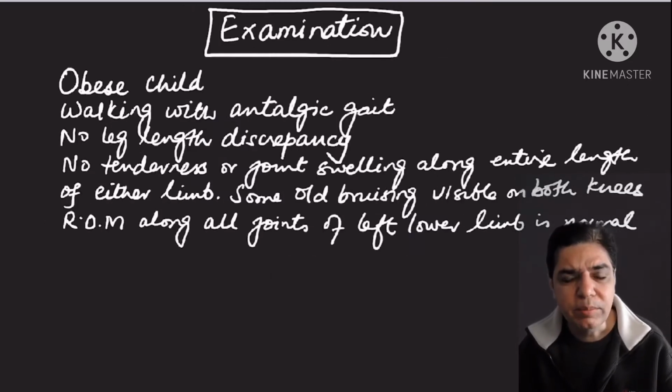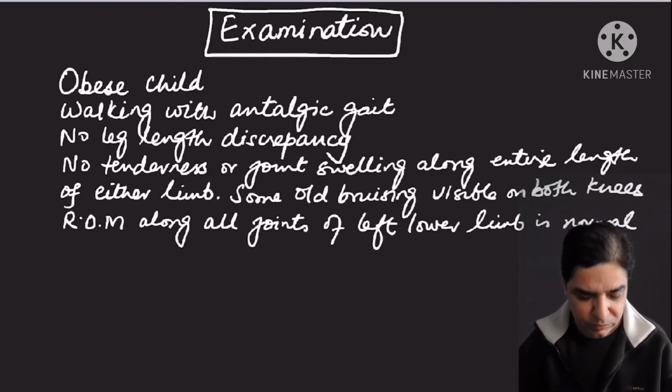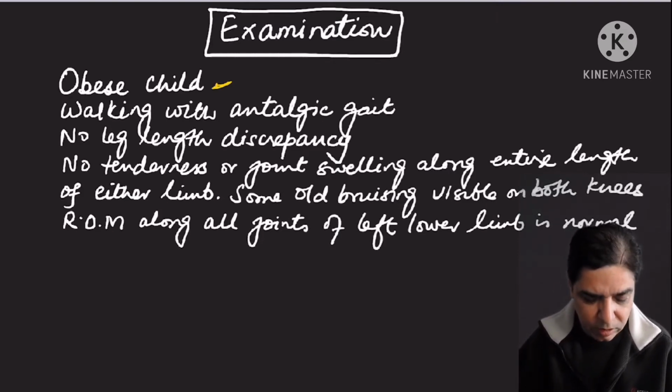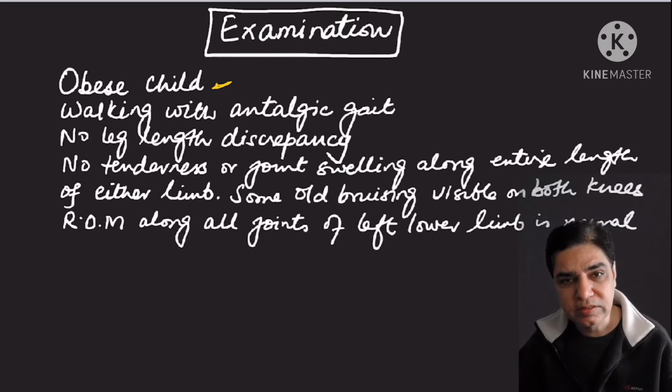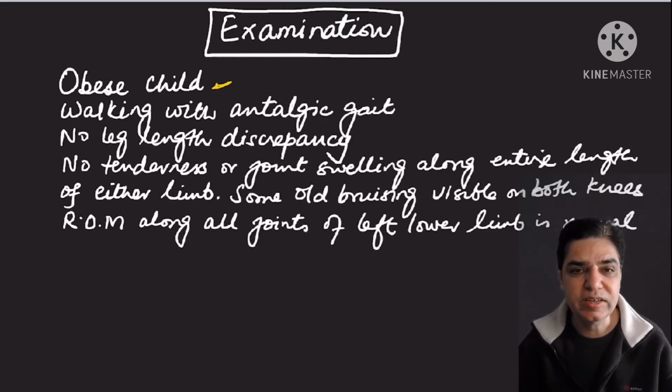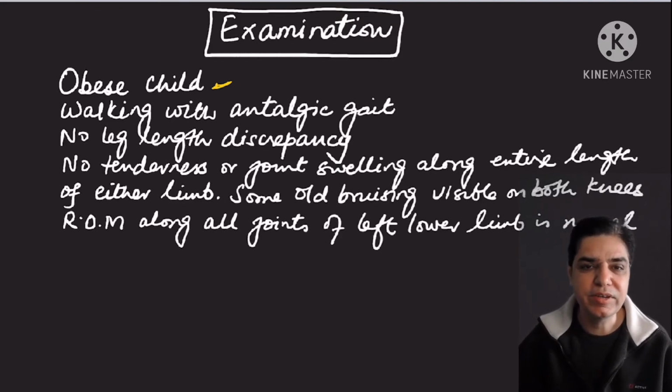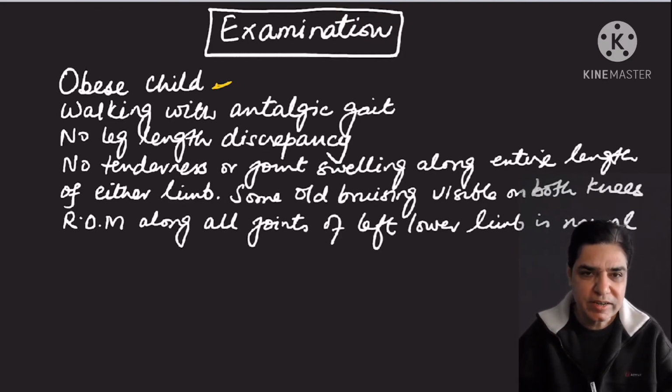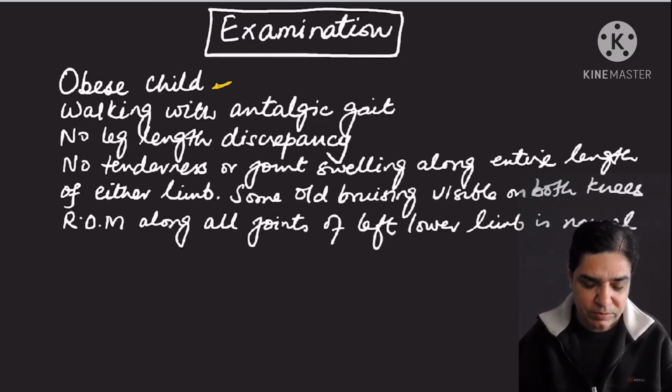Now on examination, we found that this is a slightly obese child, so it's a bit heavy for his age. And when he was brought into the examination room, I noticed that he is walking with an antalgic gait. So he is limping. It's not a uniform gait. He's slightly deviating to one side with his foot slightly rotated to the left side.